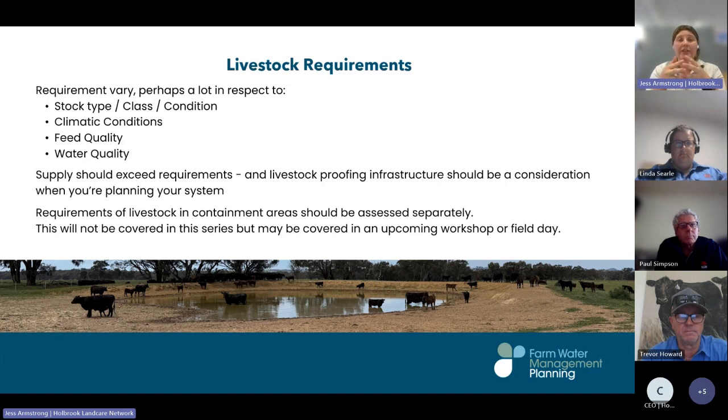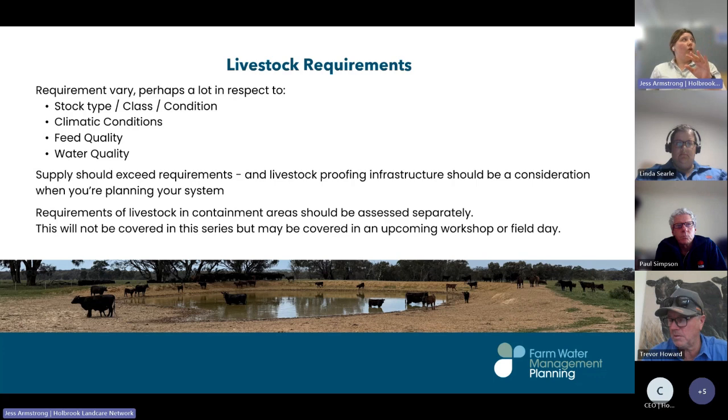Your supply should always exceed your requirements, so you don't want to get caught short. You want to make sure that you have enough water to meet all of your livestock needs. One way that you can do this is by ensuring that the infrastructure that you use on farm is livestock proof, or by using little tips and tricks for your reticulation systems as well. But we'll go into livestock proofing your infrastructure hopefully in an upcoming field day or a webinar that is yet to be set.